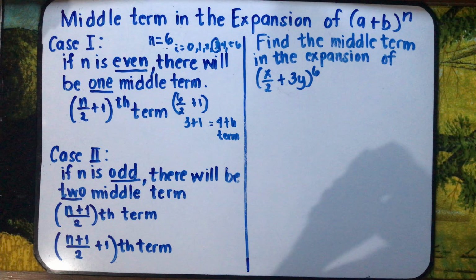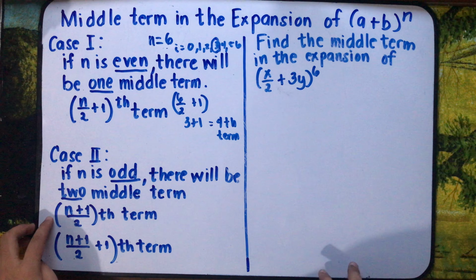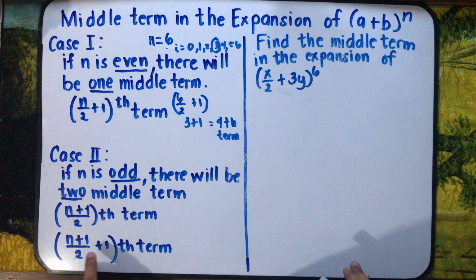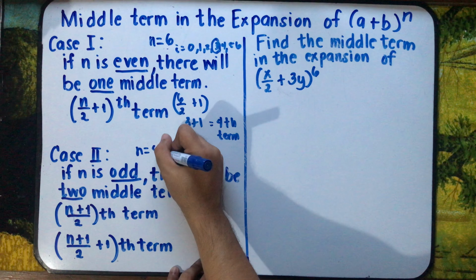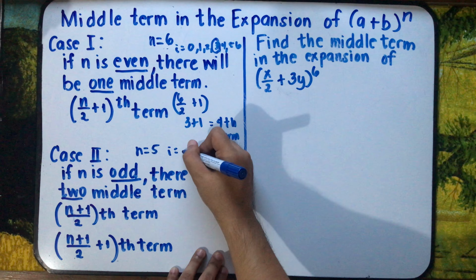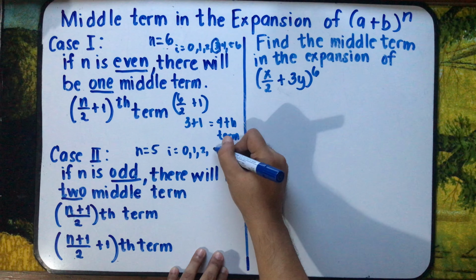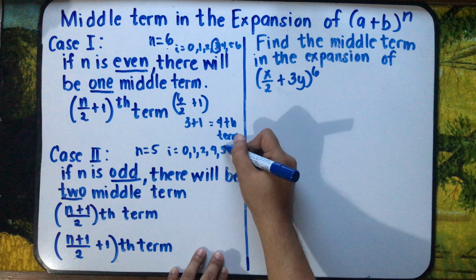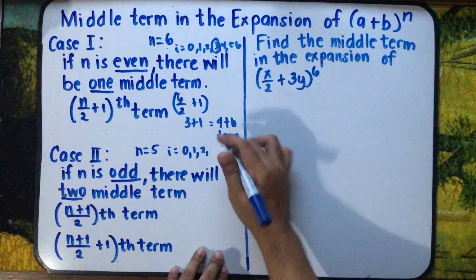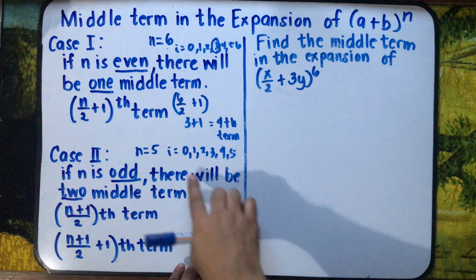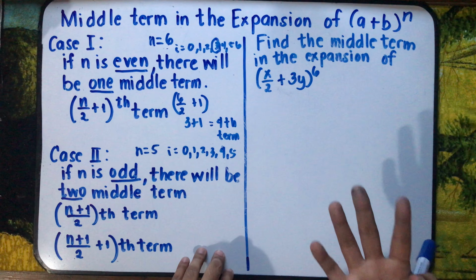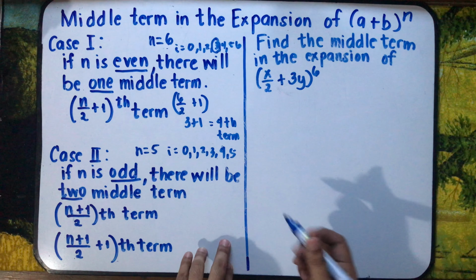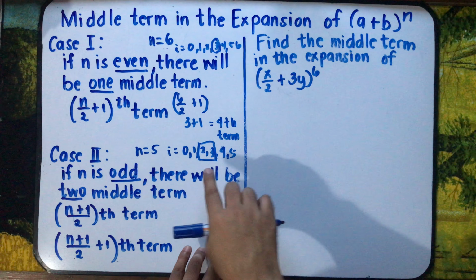For case number 2, if n is odd, we will have two middle terms. The term positions are (n plus 1) over 2 and (n plus 1) over 2 plus 1. For example, if n is equal to 5, the values of i would be from 0 to 5: 0, 1, 2, 3, 4, 5. Based on this, we have 6 terms. If we have 6 terms, we could not say that we will only have one middle term. Therefore, these are the values of i for the middle terms.